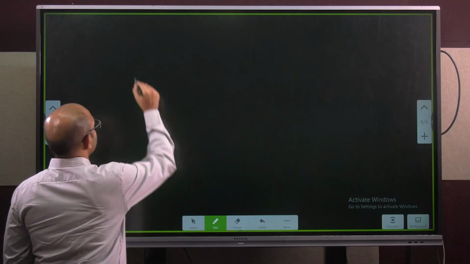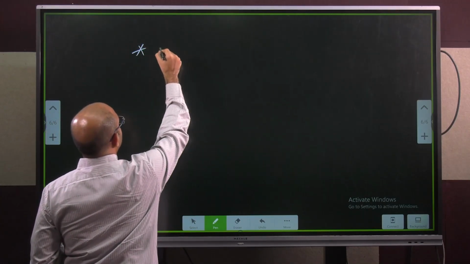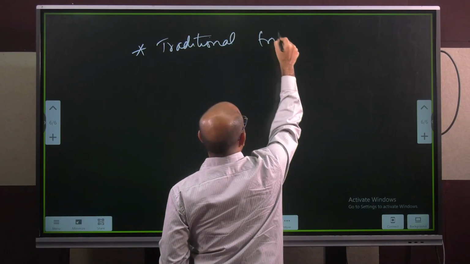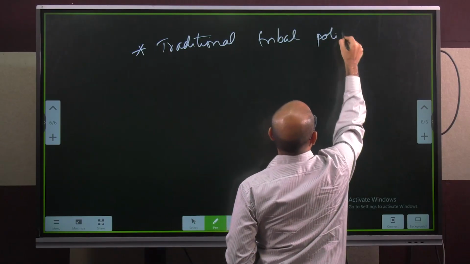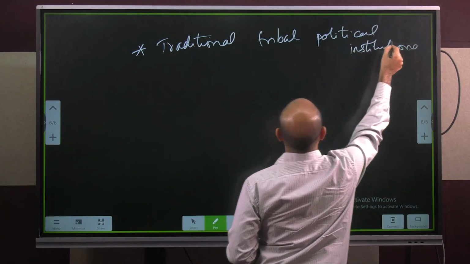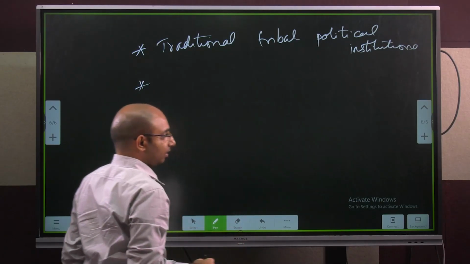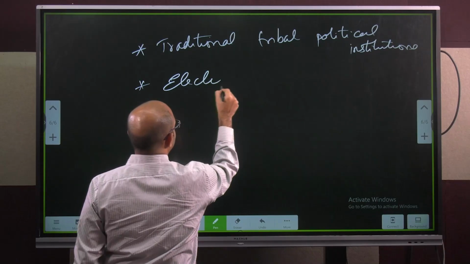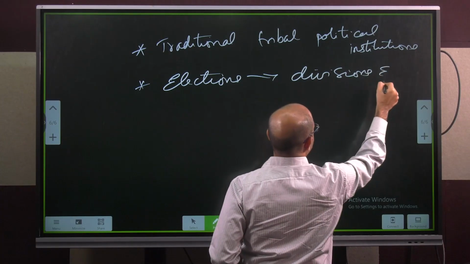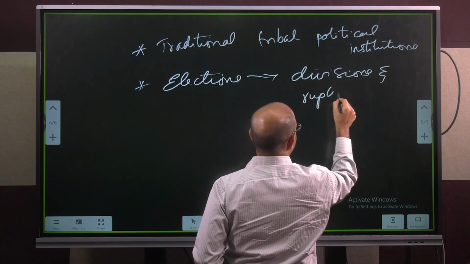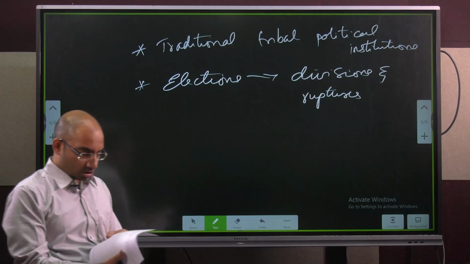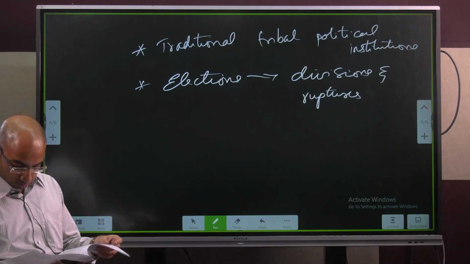Along with this, you also talk about other issues in the working of PESA. PESA is also coming in conflict with traditional tribal political institutions. Tribes have a traditional political institution, and PESA is coming in conflict with it. And elections are also leading to divisions and ruptures in tribal society. That is another issue. A lot of these issues are discussed in the handout on the last page.